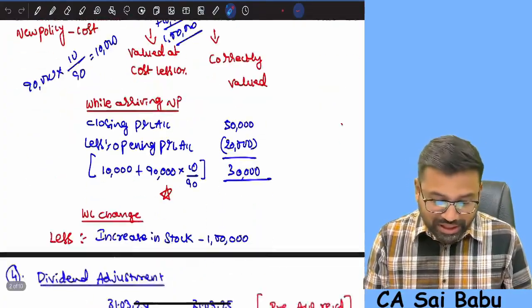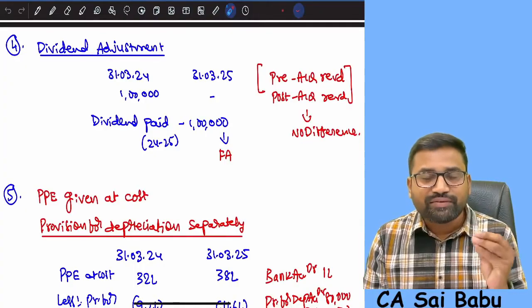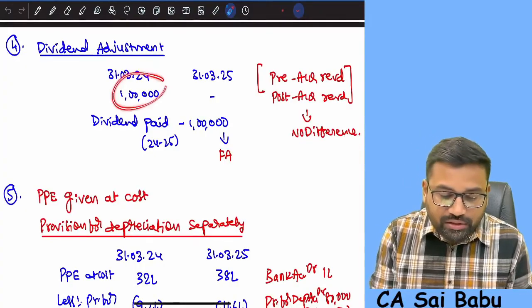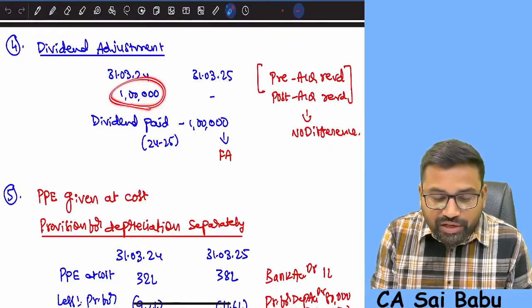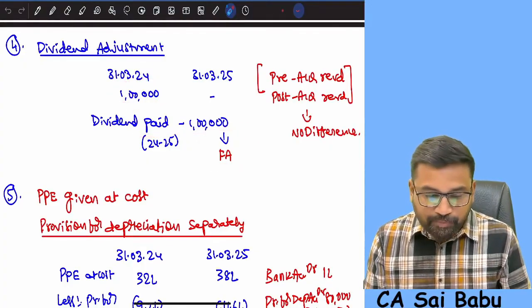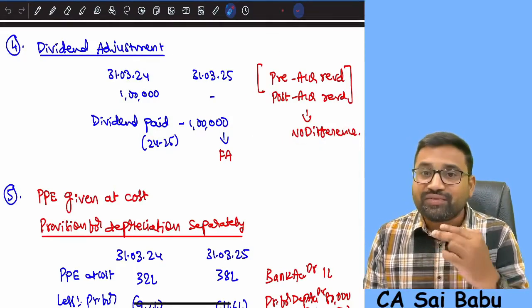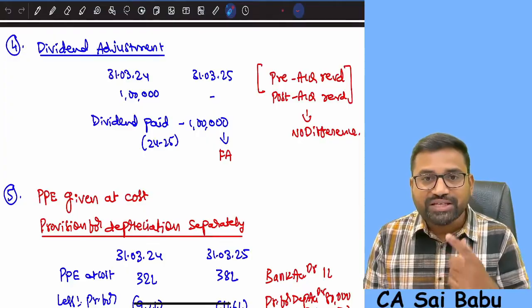Look at question number 19. Next, dividend adjustment, sir. Suppose in the question they have given you dividend opening balance, closing nothing given. That means it is paid during the year. Dividend paid is which activity? Financing activity, you consider it. And sir, if you receive any dividend, see, generally receiving dividend is what? Investing activity. When you receive any dividend, it's the investing activity.